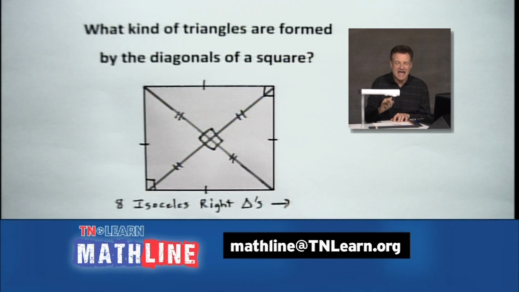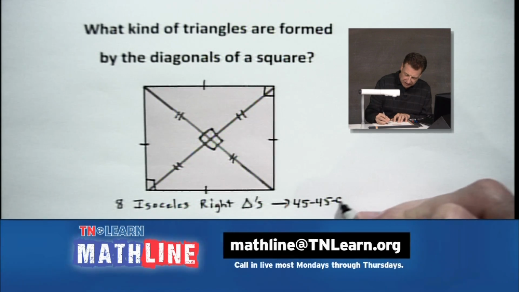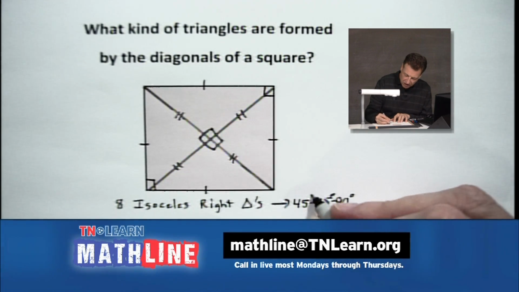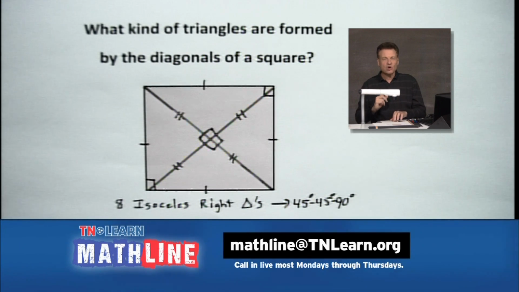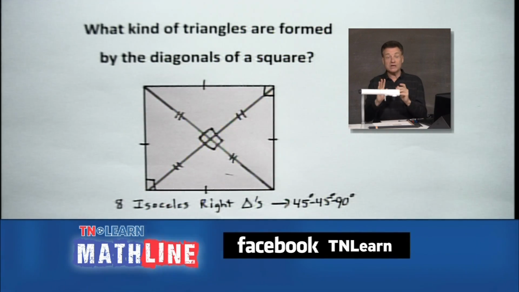Let me elaborate a little bit. That means we're going to have 45, 45, 90-degree triangles. One of our special right triangles. Great, great things there, all right? So it's very, very critical that we see those triangles popping up. And like I said, there's 4 little ones, and there's 4 bigger ones, all right?